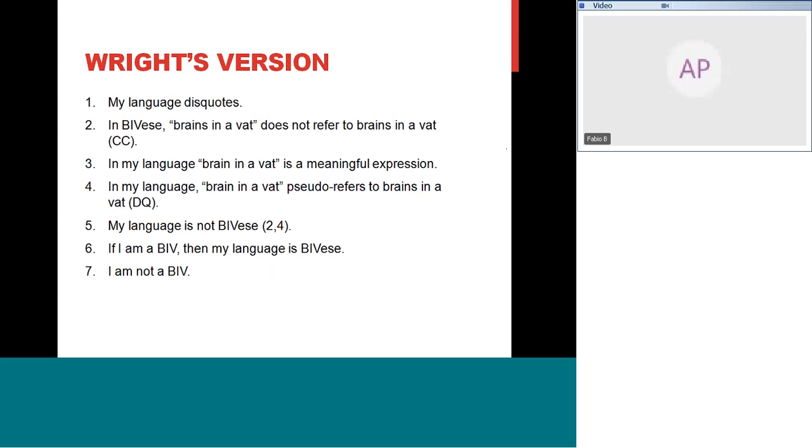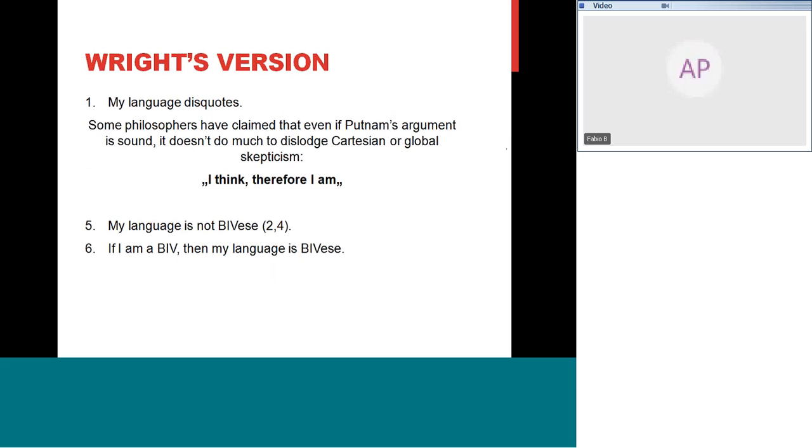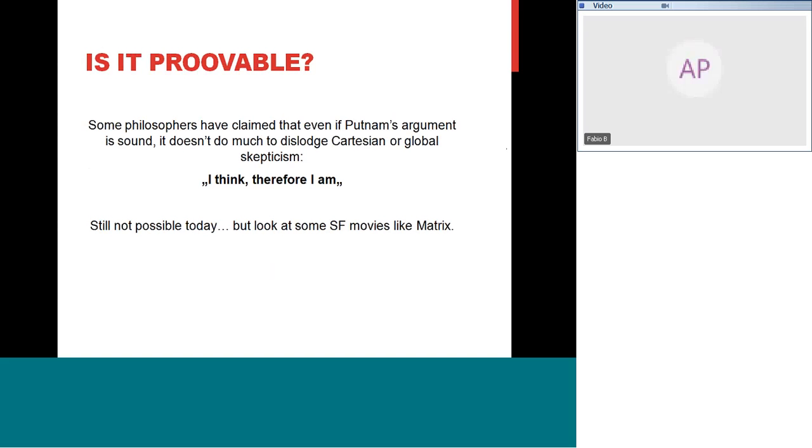And, well, that's Wright's version of brain in a vat. And he proves on that basis that even language is important. But by nature, we can't speak the same language. So we can't be brains in a vat. And it is really provable.